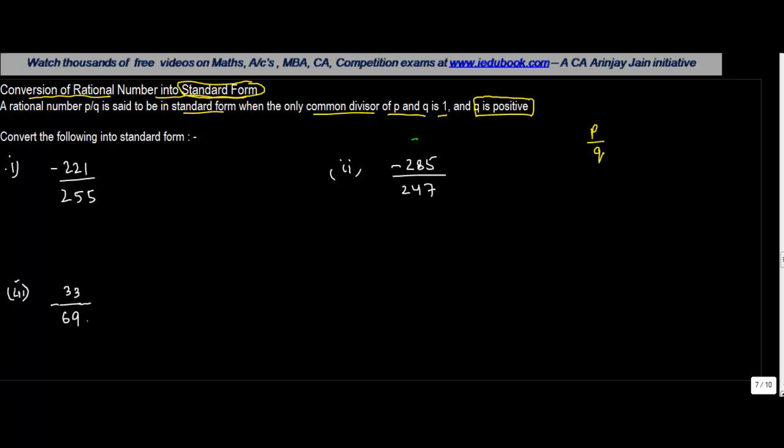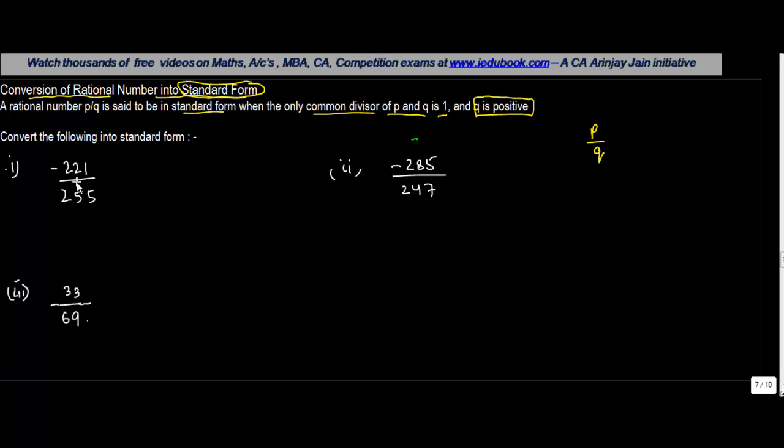So let's look at the first question, which is minus 221 upon 255. This is of the form p upon q. My condition is that q is supposed to be positive. In this case q is positive, so I don't need to do anything further here. It's p which is negative. So in such cases, there are two things that you do. First thing, see whether q is positive or not.